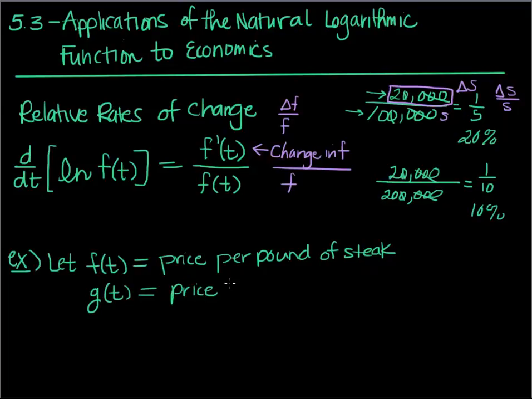We're looking at two very, very different things here. So let f of t be the price per pound of steak, and let g of t be the price of a new car.